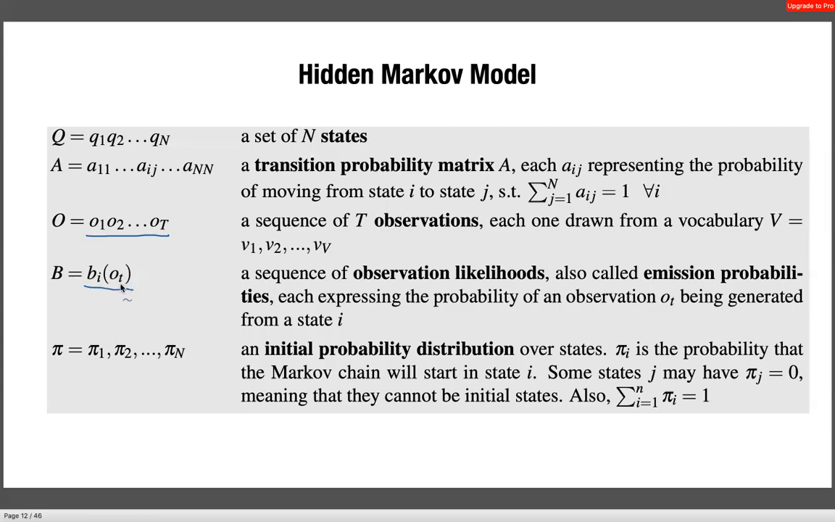So this is the probability of an observation O t being generated from a state i, so q t is equal to i. This is the emission probability. And you can imagine, especially when these probability distributions are discrete, you can have an observation likelihood matrix, which represents all the emission probabilities across all the states. And finally, like in the first order Markov chain, you have an initial probability distribution over all the states. Okay, this is the specification of an HMM.